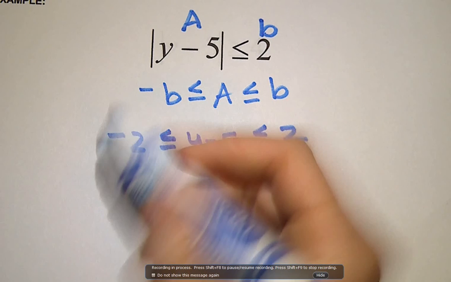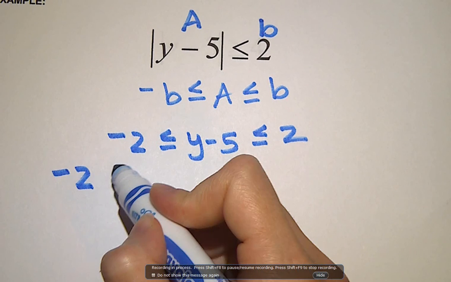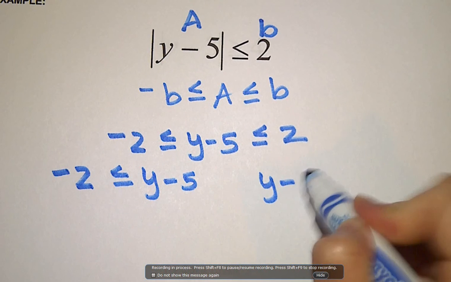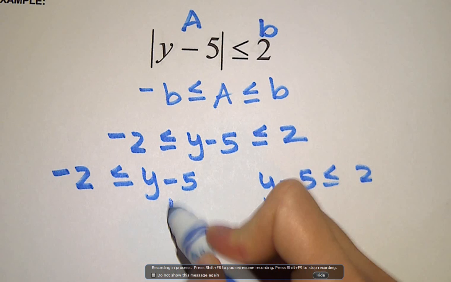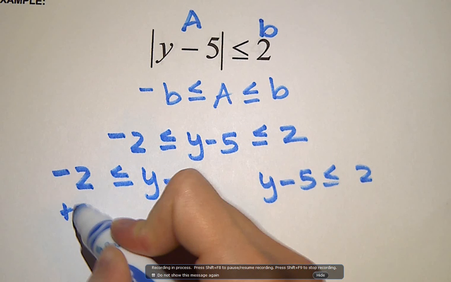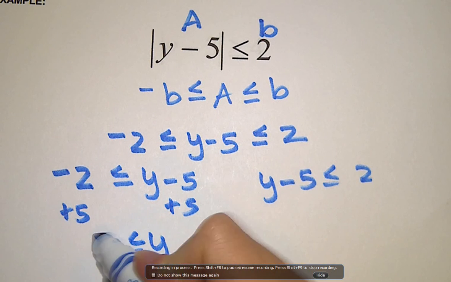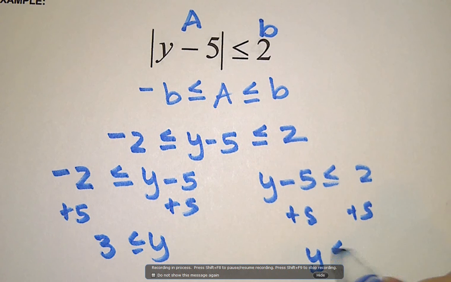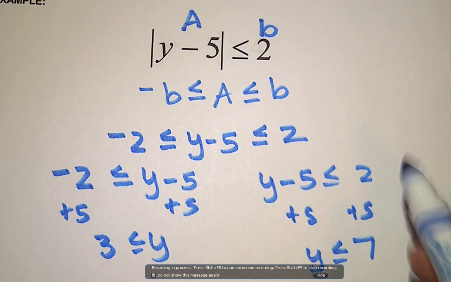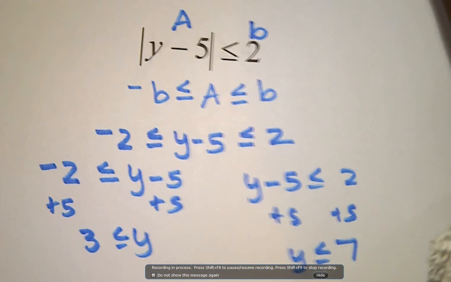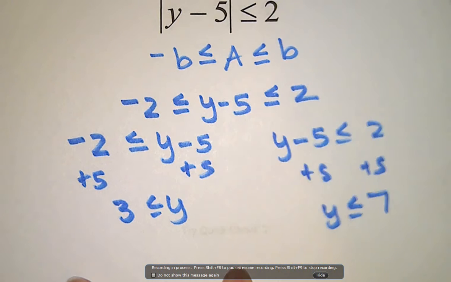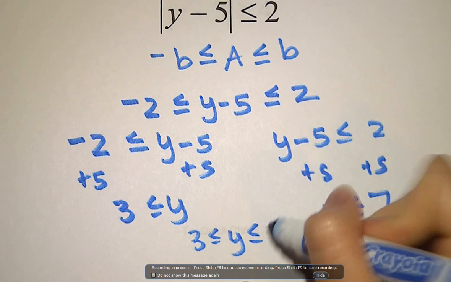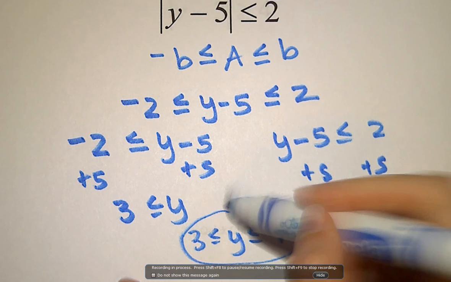So I say -2 is less than or equal to y minus 5. I'll solve that one, and I'll solve y minus 5 is less than or equal to 2. So I'm going to add 5 to both sides, and I get y is greater than or equal to 3. And over here I add 5 to both sides, and I get y is less than or equal to 7. I need to squish that together, because this is an and, so I have 3 is less than or equal to y, which is less than or equal to 7. So that's my solution.